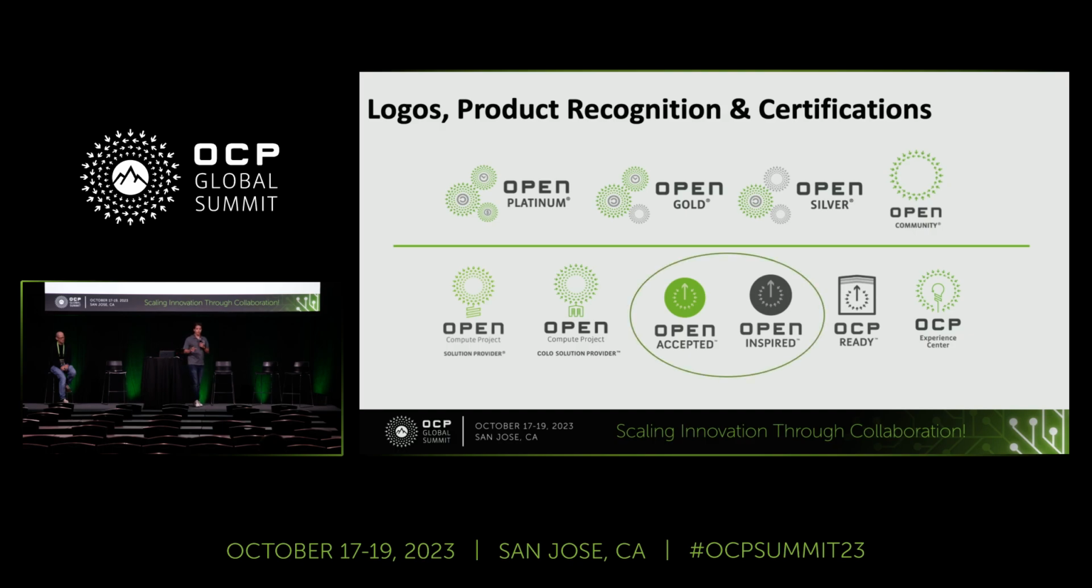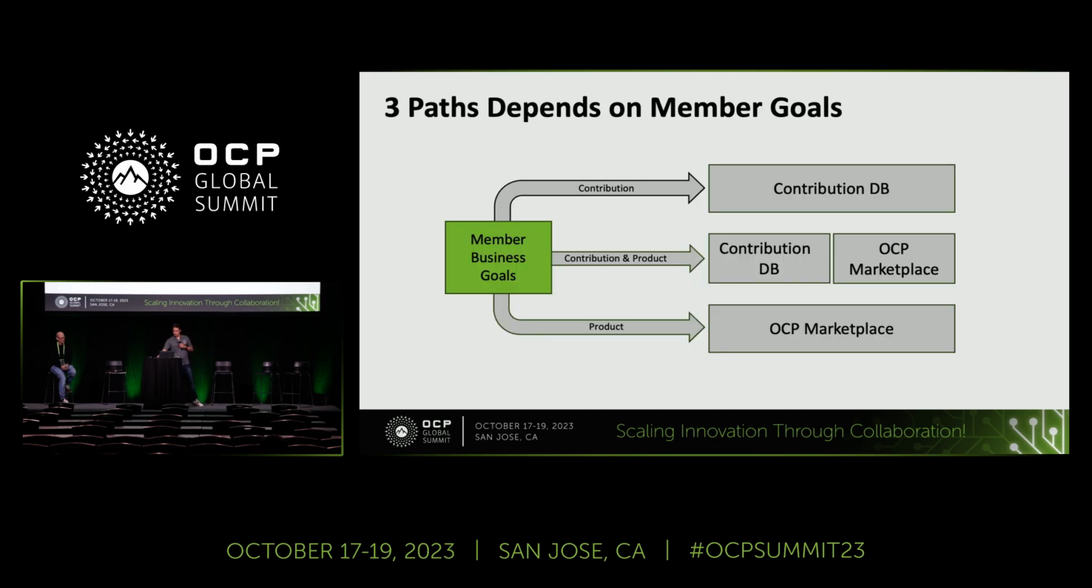We're really going to focus around Open Accepted and Open Inspired and the difference between those, because that is really from a product perspective how ideas and work within our projects really turn into product. So it's not one track. There's actually 3 paths you can take depending on your goals.